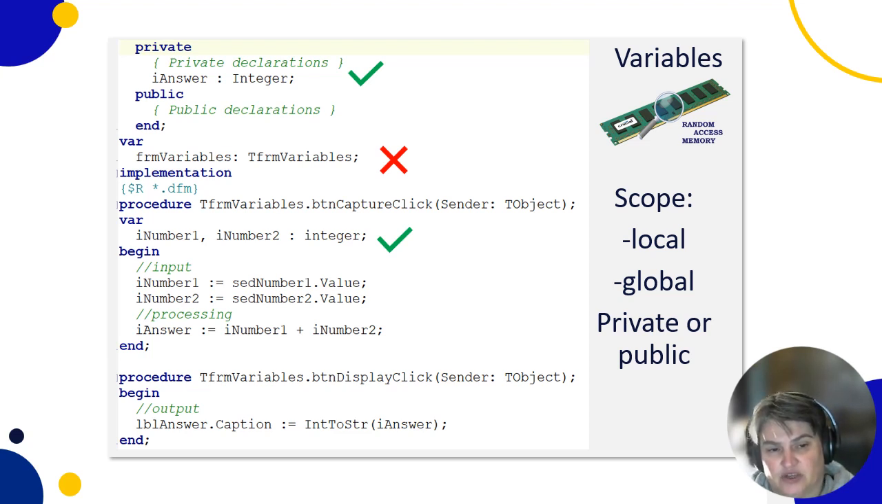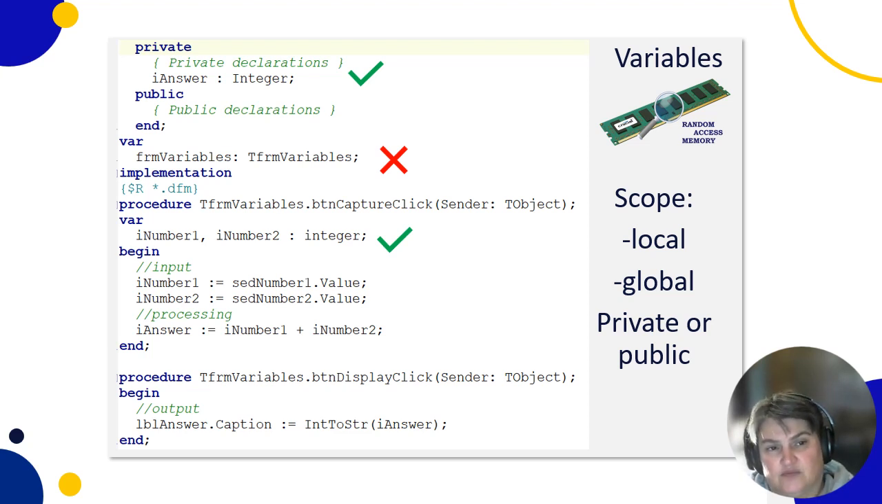So the value that I've put in here is my input from the user, two numbers. Then I've added these two numbers together and stored it in a variable. But in this procedure, I want to display the value that was stored in that variable. In other words, both these procedures need to access the variable to store or to read from values that are stored inside the variable. Right. So iAnswer is declared under private.